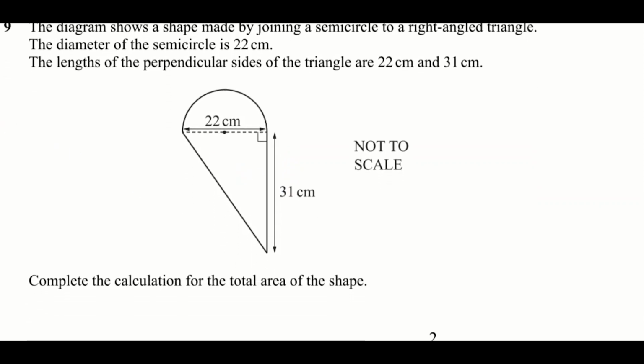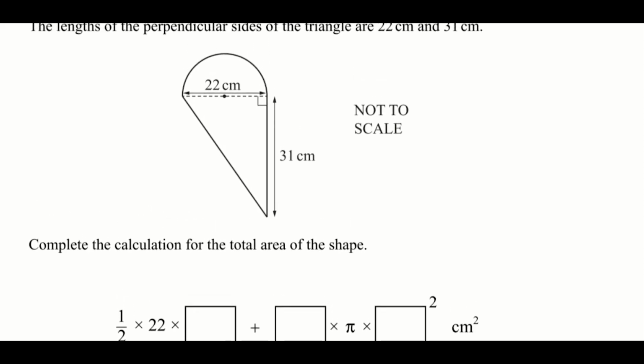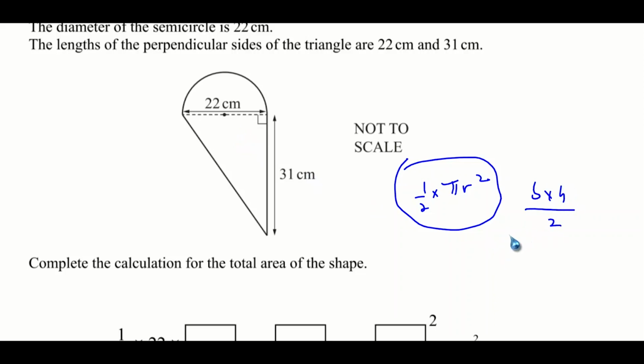So let's scroll down. Complete the calculation for the total area of the shape. We have a semicircle, so that will be the area of a semicircle. The area of a semicircle is the area of a circle divided by 2, that is pi r squared is the area of a circle. Divided by 2, that will be 1 over 2 multiplied by this. So this will be the area of a semicircle. Then the area of a triangle will be base times height over 2. So the base is 22 centimeters.